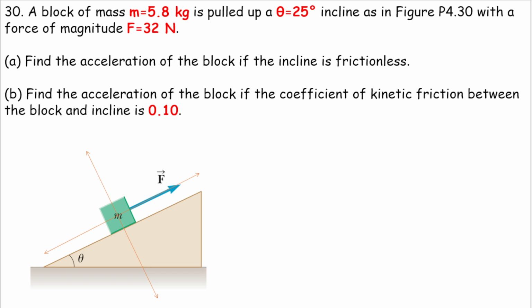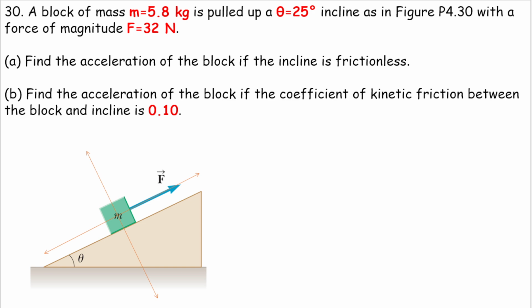Number 30. A block of mass m = 5.8 kilograms is pulled up a θ = 25 degree incline, as in figure P4.30, with a force of magnitude F = 32 Newtons. A, find the acceleration of the block if the incline is frictionless.